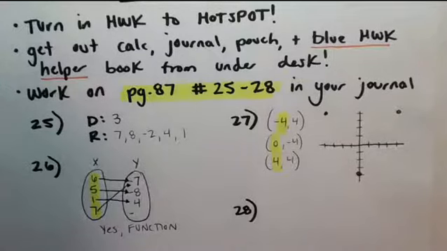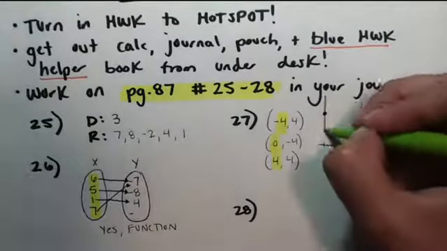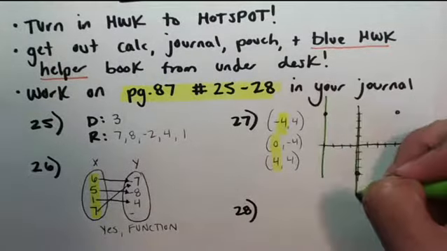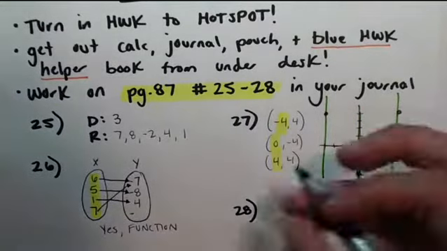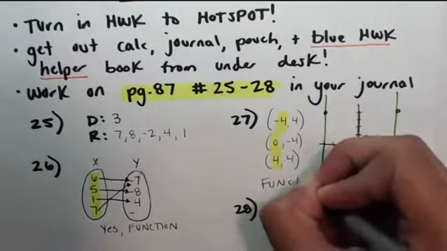Okay, so those are my 3 points that they give me. Now if I perform the vertical line test, I'll draw a vertical line through each of these points that they give me. And it looks like there's only one point on each line, so this would be considered a function.